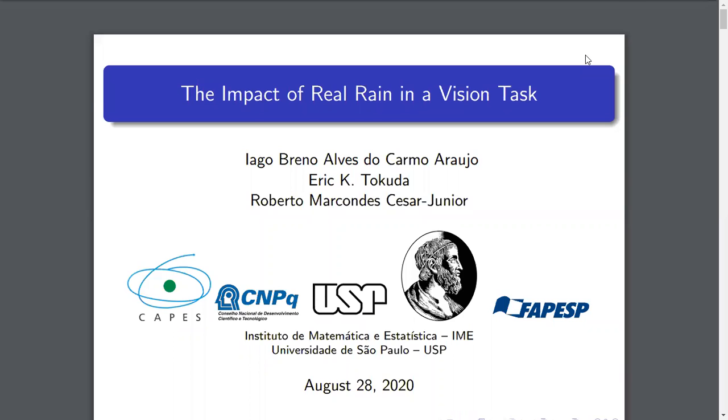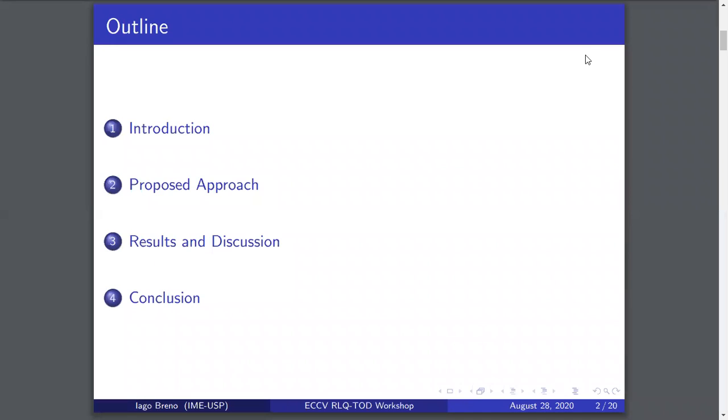a Vision Task. The presentation is structured as follows. First, in the introduction, the motivation and the goal are discussed. After that, I will explain our proposed approach, followed by the result and discussion, and finally the conclusion with remarks and future work.